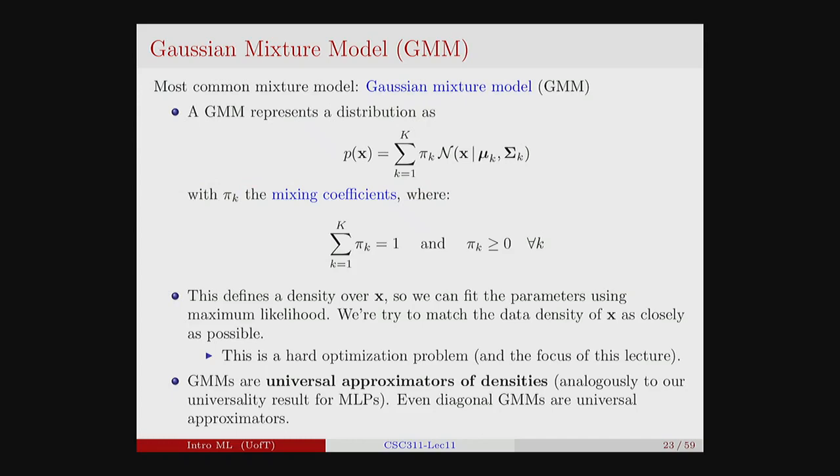All we did is put in specific choices of distributions for P of x given z and P of z. When P of z is a categorical distribution, the resulting class of models is a mixture model, and in this case, since it's Gaussian, it's a Gaussian mixture model. If, for example, our conditional distributions over the observables were modeled with an exponential distribution, it would be a mixture of exponentials.